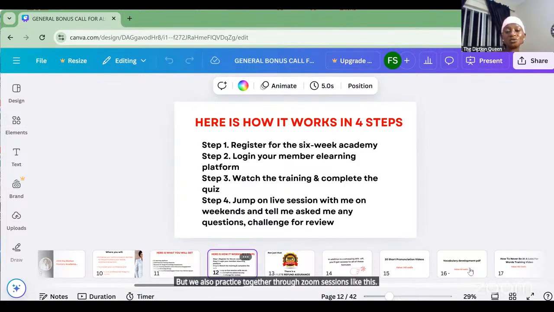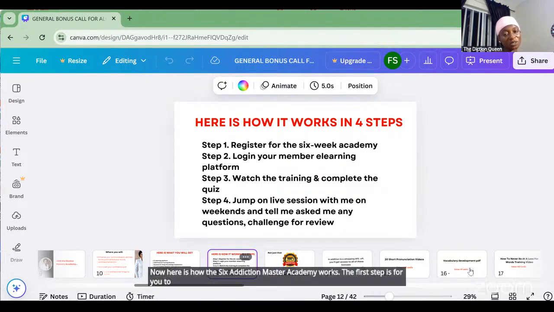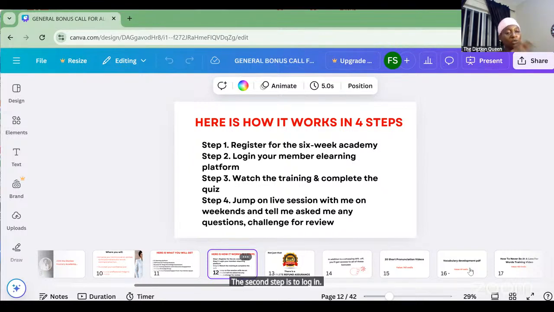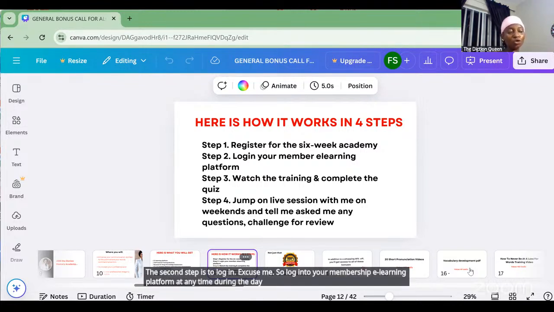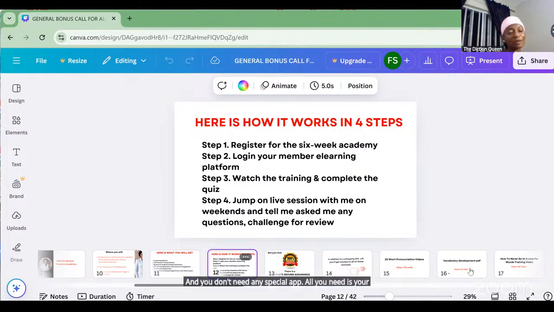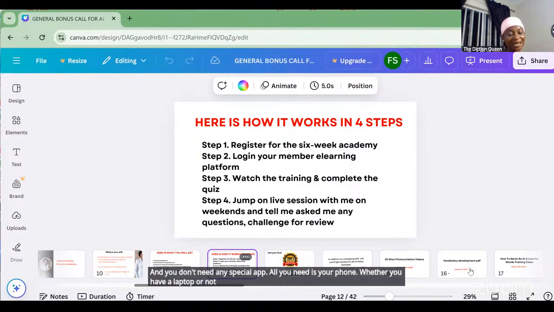Now, here's how the 6-week Diction Master Academy works. The first step is for you to register for the 6-week Diction Master Academy. The second step is to log into your membership e-learning platform at any time during the day. Once we enroll you, you can access it anytime, any day. And you don't need any special app. All you need is your phone. Whether you have a laptop or not, you can access it anytime, any day.